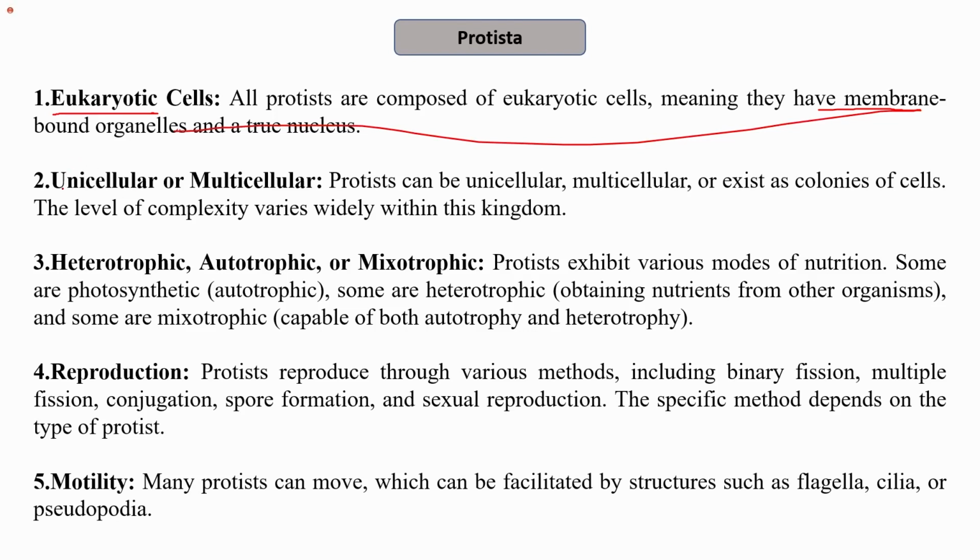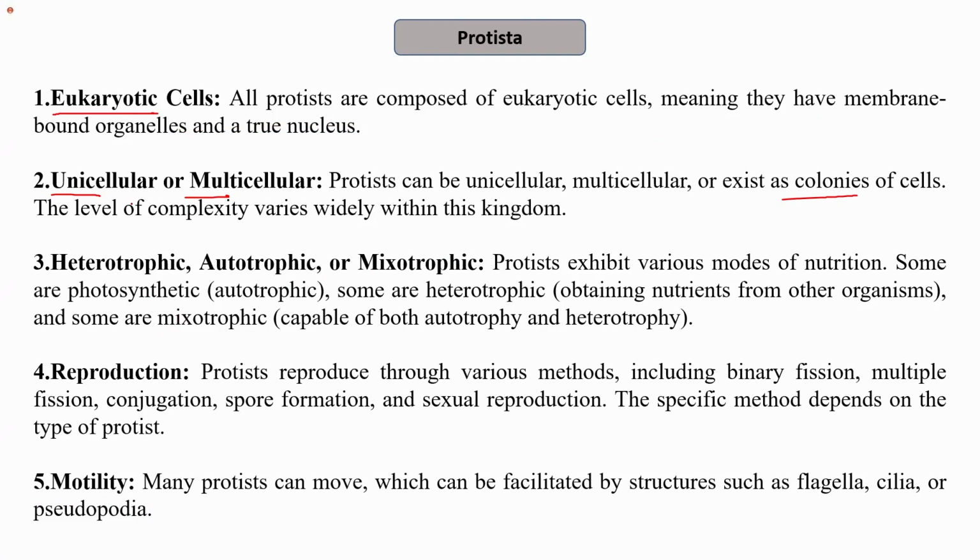Similarly, since it is a very heterogeneous group, the organisms can be both unicellular as well as multicellular, and they may also exist in the form of colonies. So the organisms here can be unicellular, multicellular, or can exist in the colonial form.